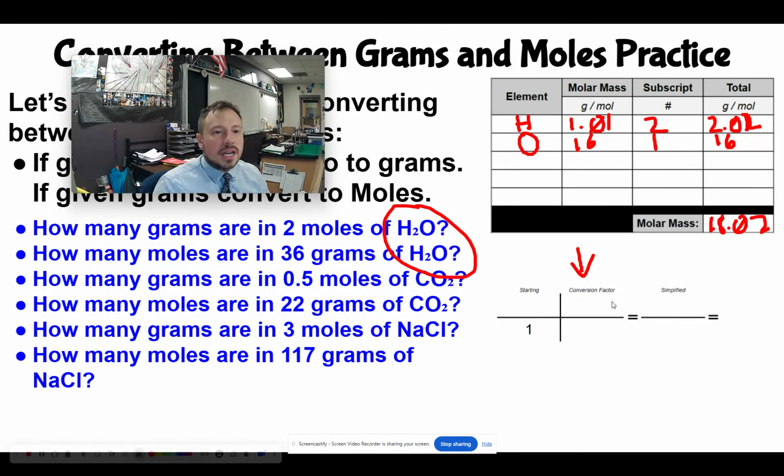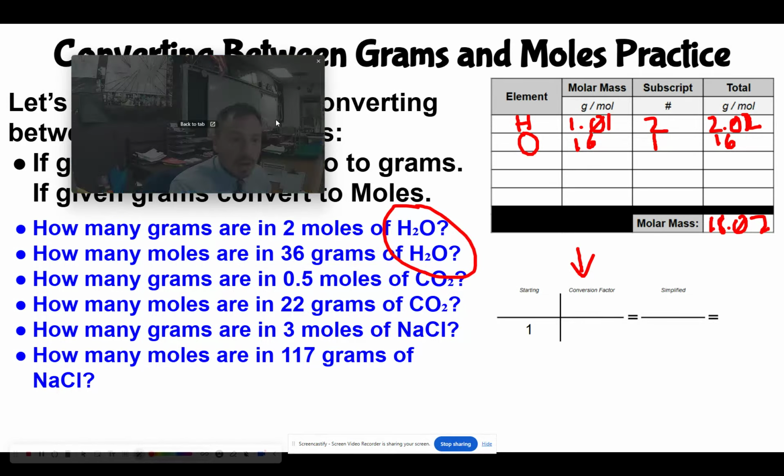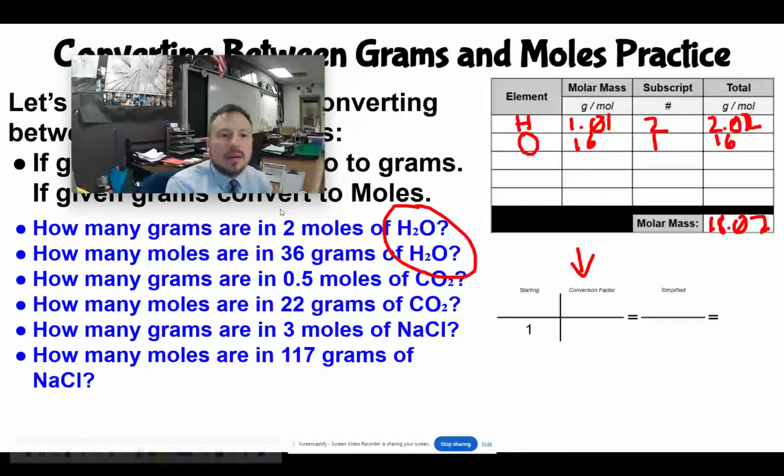Now for these 2 problems, the conversion factor is going to be the same, but whether it's flipped. This is just like saying 100 pennies is $1 and $1 is 100 pennies. I could put that either way. You're multiplying by 1 basically. So I'll show you how to set up this first one. 2 moles of H2O. So I'm just going to put 2 moles up here. I need moles on the bottom because I need grams.